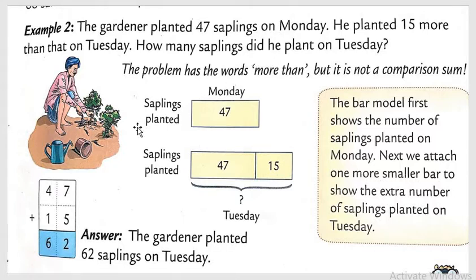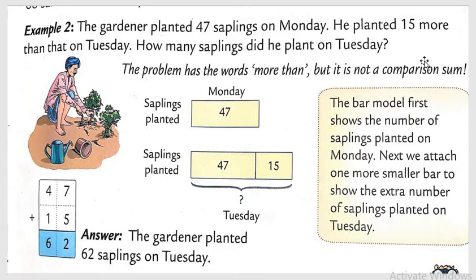Got my point, all students? The gardener planted 47 saplings on Monday and he planted 15 more than that on Tuesday. How many saplings did he plant on Tuesday? The problem has the words more than, but it is not a comparison sum. More than means comparison, but it's not a comparison sum.